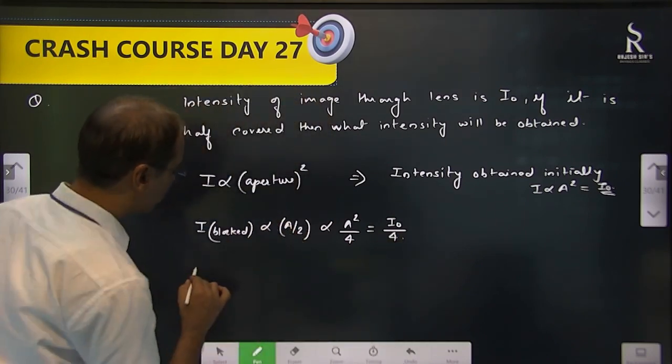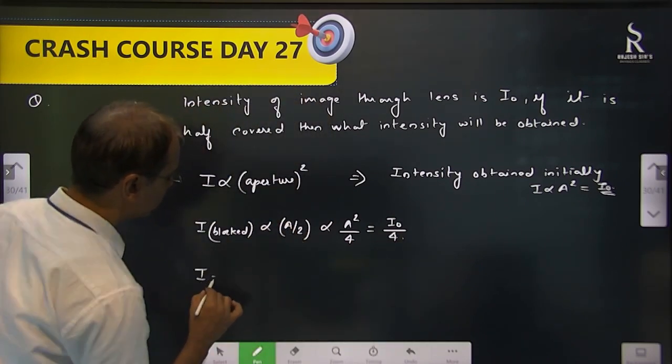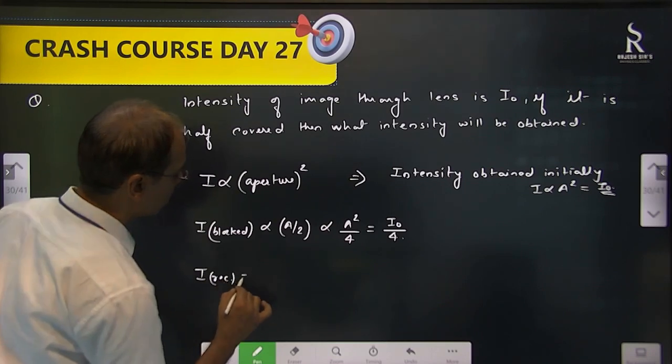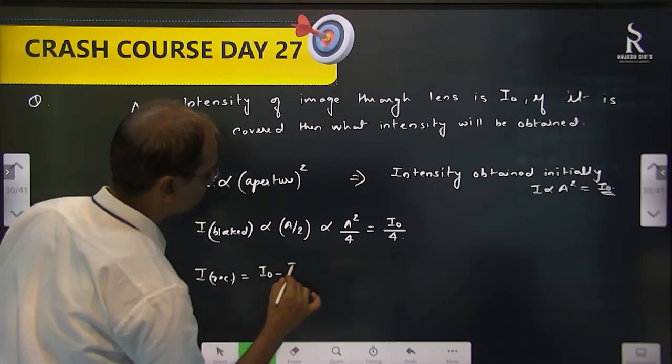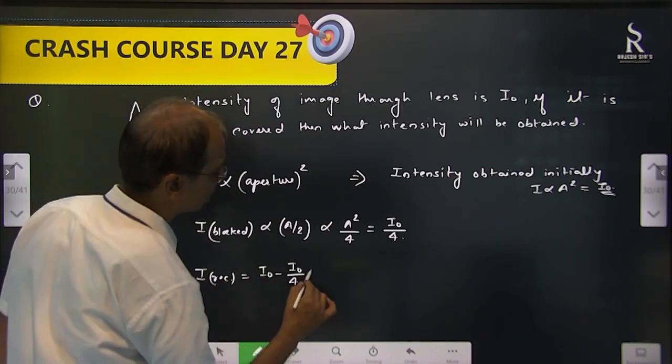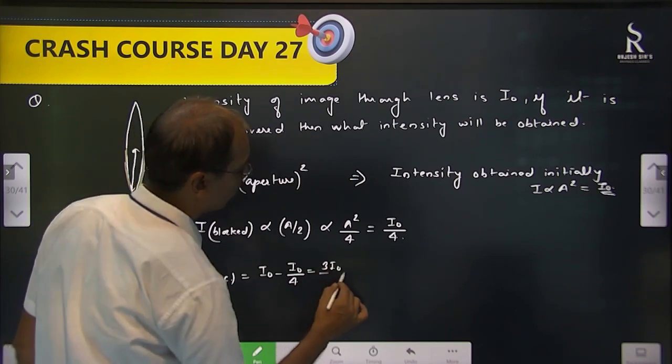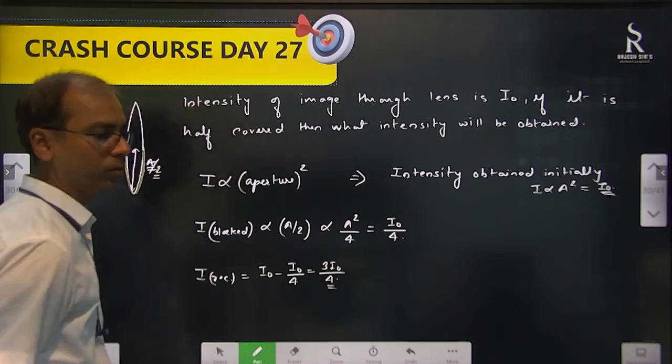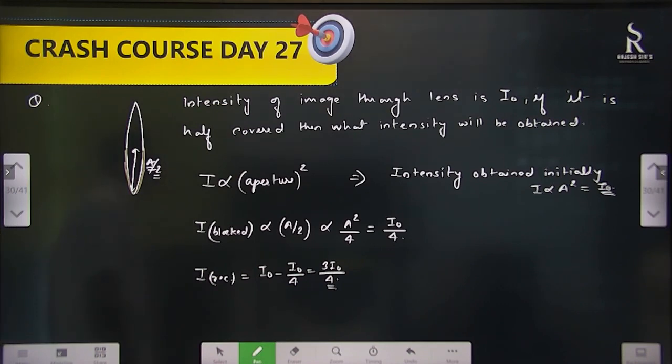So how much intensity are we getting? Intensity received is I naught minus blocked. So how much intensity are we receiving now? 3 I naught by 4. Right?